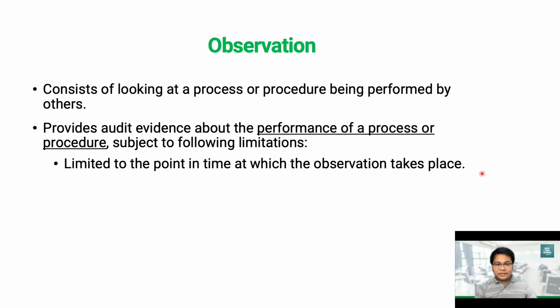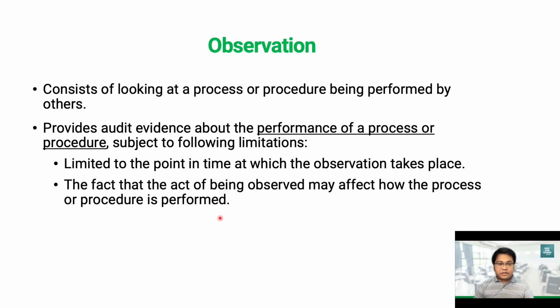So it will not provide evidence that the level of performance of that process will be similar or the same in the following year or at a different time period. Therefore, to obtain evidence about the level of performance in another time period, you have to reperform that observation procedure. Another limitation is that the act of being observed may somehow affect how the procedure is performed, especially if the personnel is aware that he or she is being observed. It might affect the level of performance that the employee is showing. So we have to be mindful of that when we obtain this type of audit evidence.